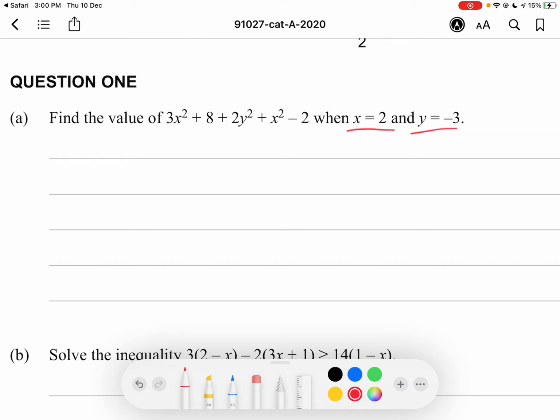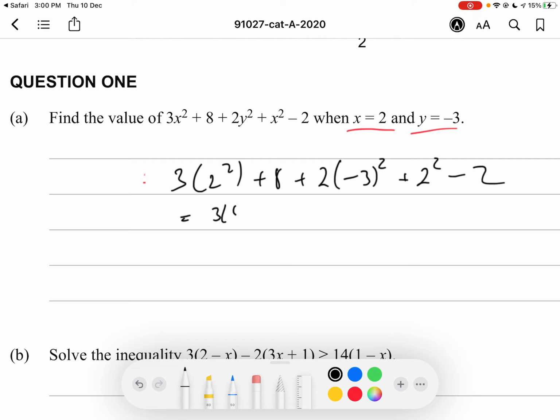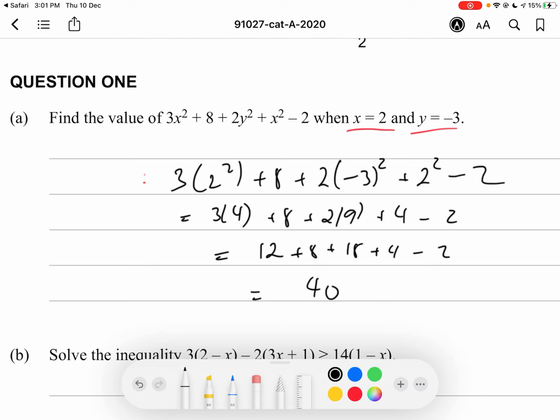So we can say that the value is just 3 times 2 squared plus 8 plus 2 times negative 3 squared plus 2 squared minus 2. So this gives us 3 times 4 plus 8 plus 2 times positive 9 plus 4 minus 2. If we continue to simplify, we have 12 plus 8 plus 18 plus 4 minus 2. So 12 plus 8 is 20, plus 18 is 38, plus 4 is 42, minus 2 is 40.